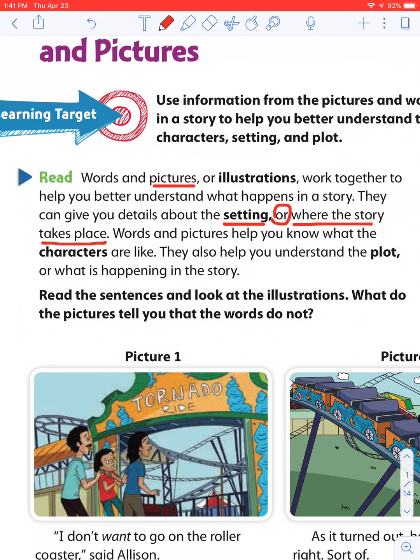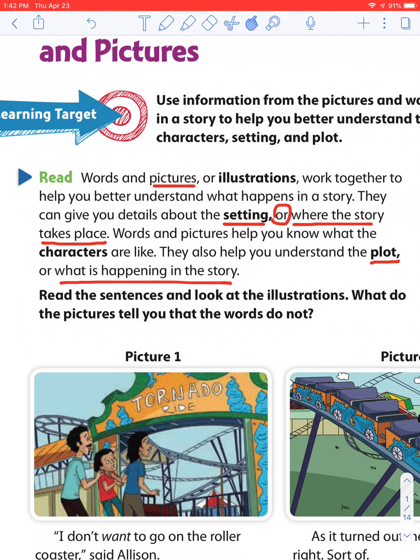I already know that characters are the people or animals in a story, mostly fiction stories. And the plot is a little bit of a new word for us. Plot means what is happening in a story. So they're kind of like events. Next it says, read the sentences and look at the illustrations. What do the pictures tell you that the words do not? Sometimes we need both to figure out what's going on.